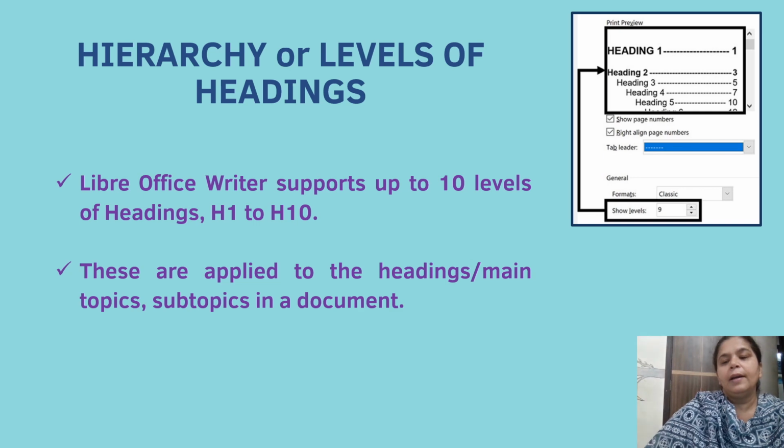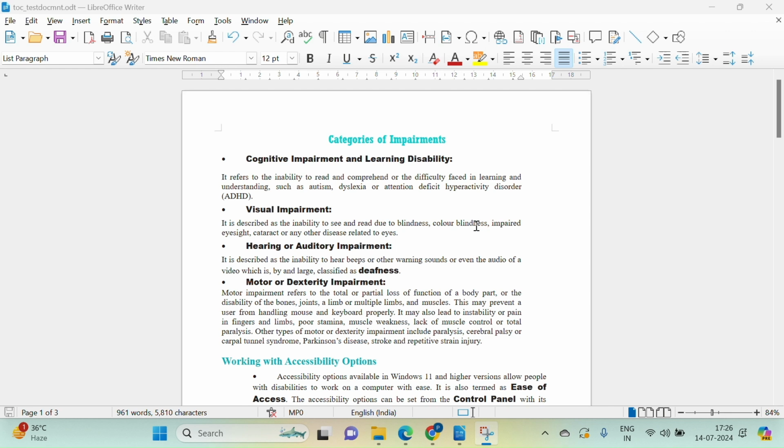As far as hierarchy or levels of headings are concerned, LibreOffice Writer supports up to 10 levels of headings, which are H1 to H10 respectively. These headings are applied to the headings or main topics or subtopics in a document. So in the next slide, we'll be implementing how to create a table of contents based on your document in LibreOffice Writer.